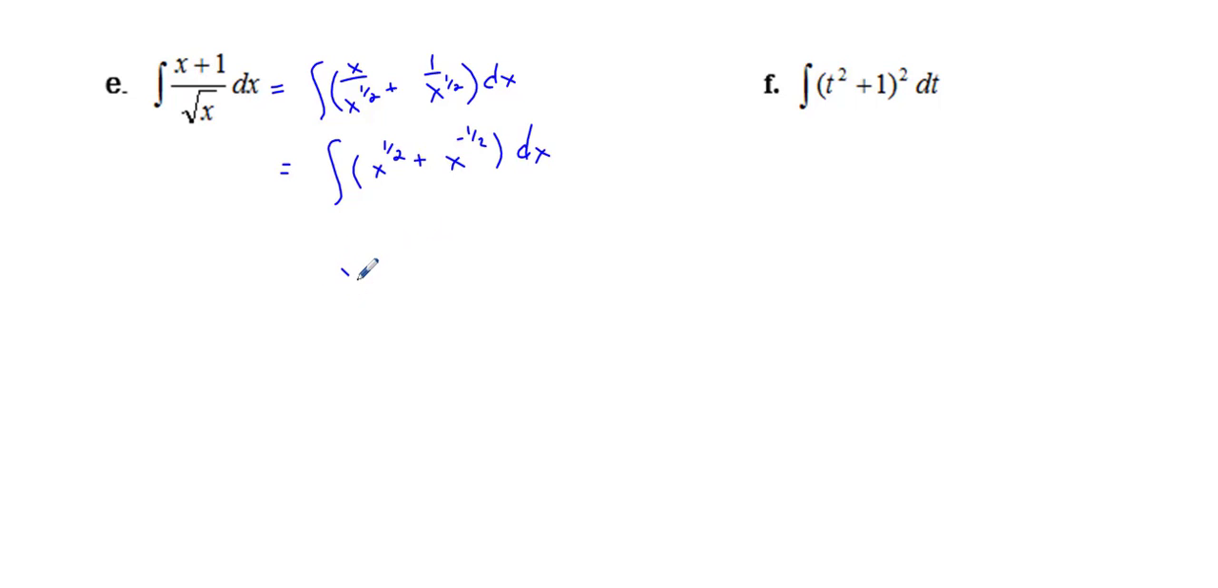Write your base down, add 1 to the power, 3/2, multiply by the reciprocal, 2/3, plus add 1 to the power, 1/2, multiply by the reciprocal, 2/1 or just 2, and then plus c. And obviously keep in mind they could rewrite this. We could make a square root sign here if we wanted to. I would say leave it like this though.